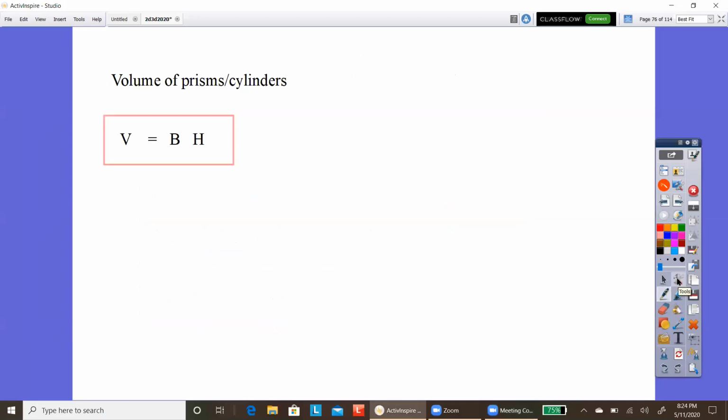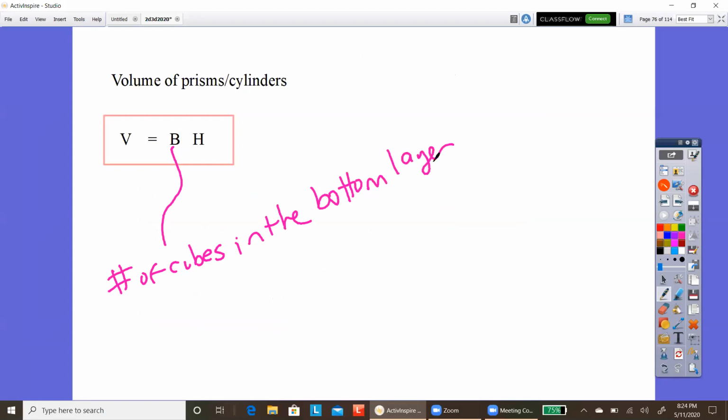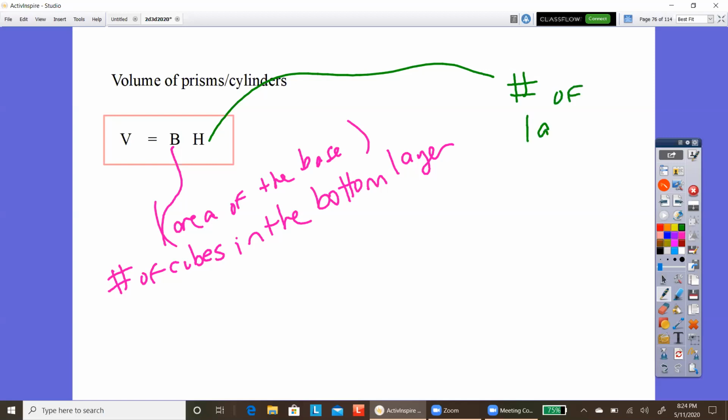This brings us to our formula. Capital B stands for the number of cubes in the bottom layer. But if you remember, I told you before that capital B stands for the area of the base. Well, that's precisely what that is. The number of cubes that are in the first layer will be the area of the base. And then capital H stands for the number of identical layers, which is basically the height of the prism. Let's just say the height of the solid. So again, the volume formula is capital B times capital H.